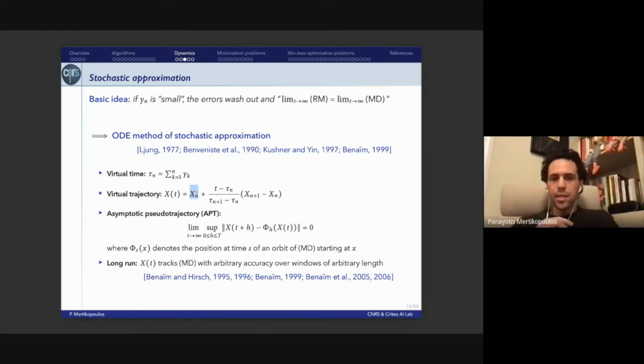Intuitively, what does this mean? It means that x_n, the sequence generated by the Robbins-Monro algorithm, tracks the mean dynamics with arbitrary accuracy over windows of arbitrary length. All right. So just to address the elephant in the room here, I know that if you haven't seen this definition before, it is a lot to take in. So just consider it as a technical condition that we will try to verify in order to get some good results for the algorithms in question. So I'm going to state some results, taking as granted that a certain process is an APT, and then I'm going to prove that this particular process is an APT.